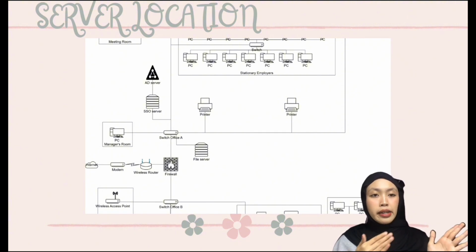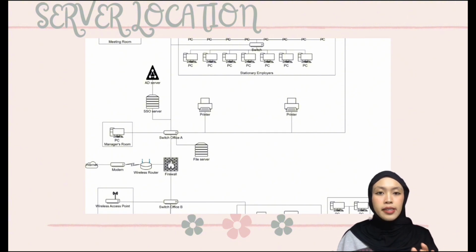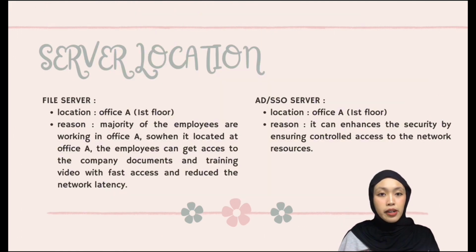So we move to the next part, server location. As you can see in the network diagram below, I placed the 3 servers in Office A, which is on the first floor. For the file server, I placed it in Office A because the majority of employees in the company work on the first floor. So in order to make it easy for them to access company documents and training videos, I placed it in Office A.